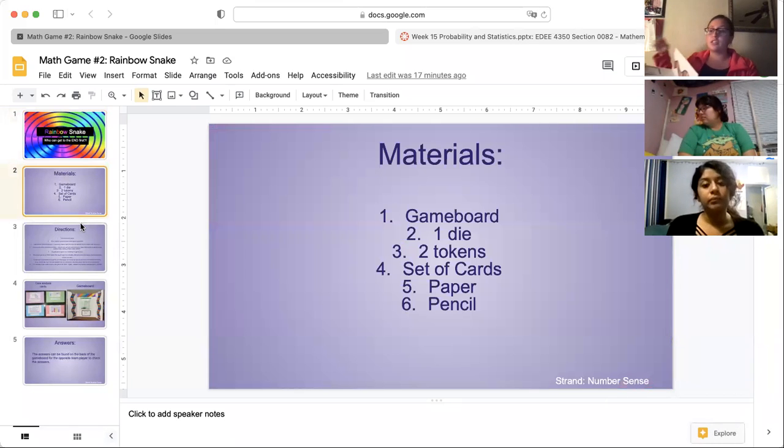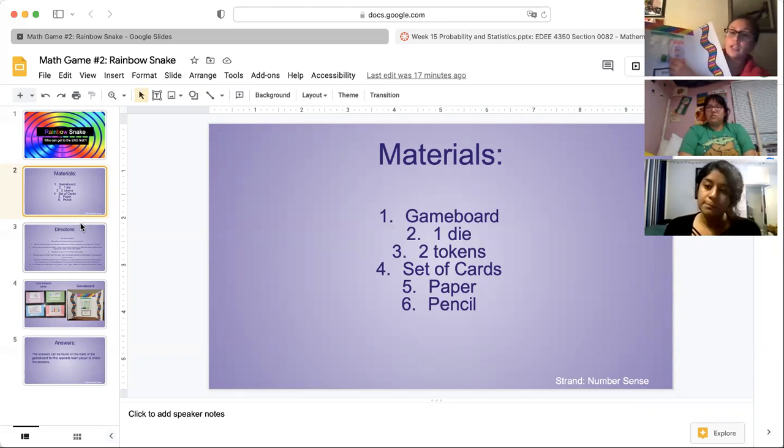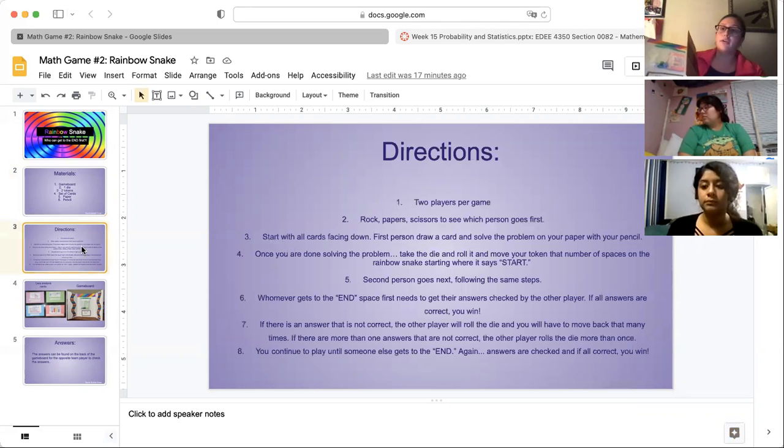So the materials that the students would need is this game board, one die. Oh, it's upside down. One die, two tokens, a set of cards, and a paper and a pencil. So here are the directions.